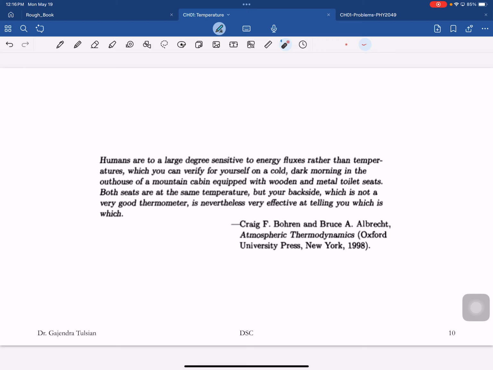But you can feel it. This will feel colder. We are bad thermometers. What we are more sensitive to is rate of heat loss. And that makes sense. You don't want to lose energy fast. This is conducting away heat much faster than this. Okay? And that's what we're sensitive to, and so that feels cold.